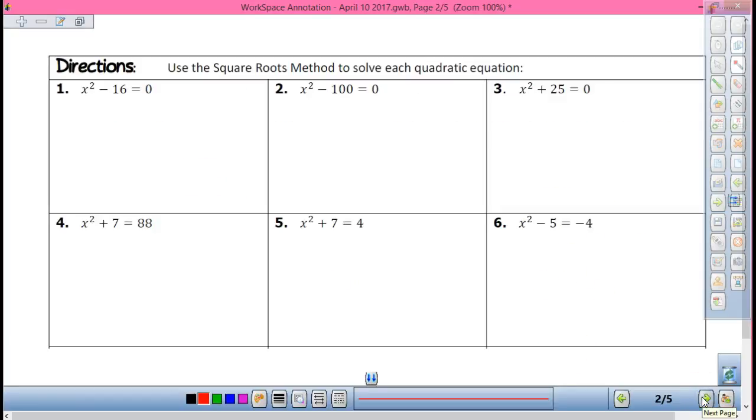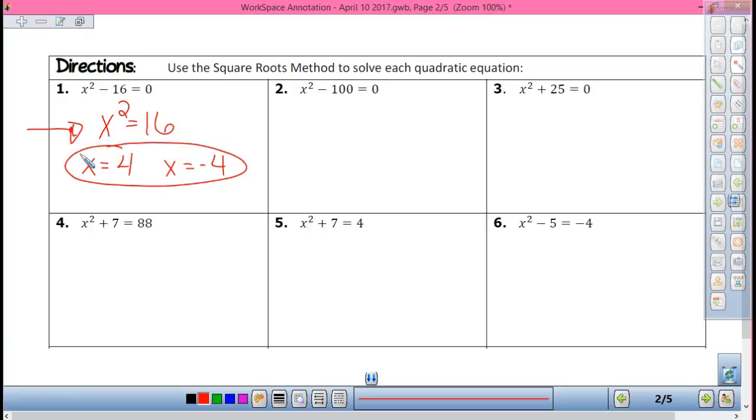All right, so on number 1, what's my first step? Add 16. So I get x squared equals 16. So x equals 4 and x equals negative 4. You need to have this part written out at least. Not just 2 answers, x equals 4, x equals negative 4. Don't just put 2 random numbers, 4 and negative 4. I want to see this step, and I need to see that they both are x equals.